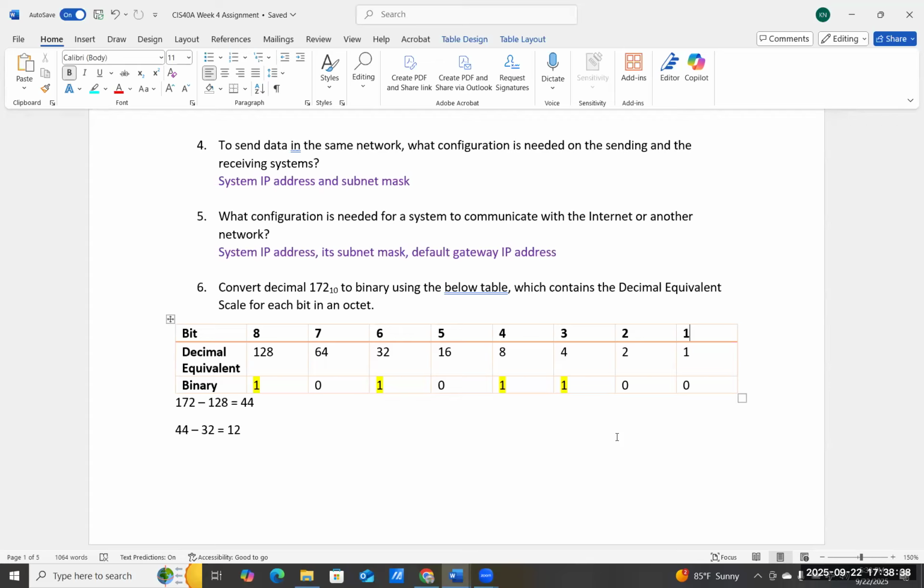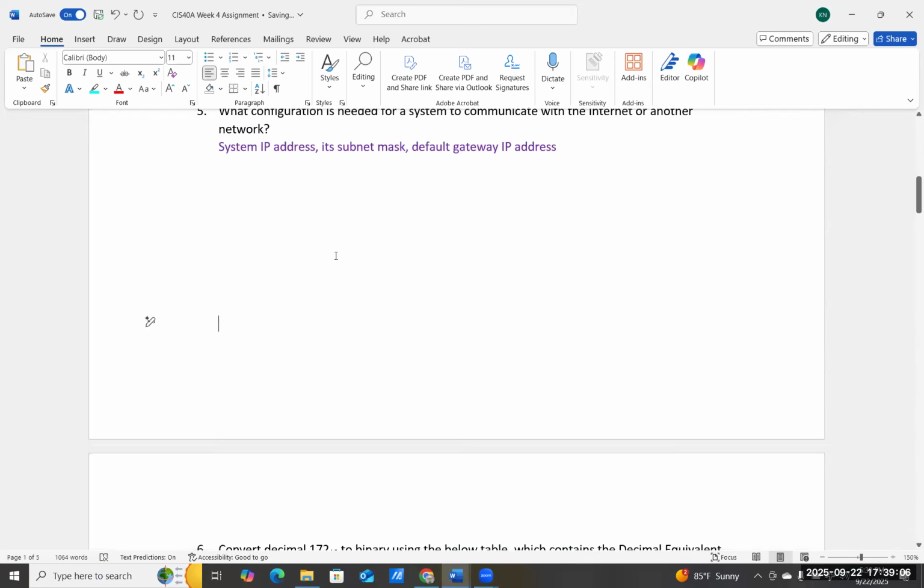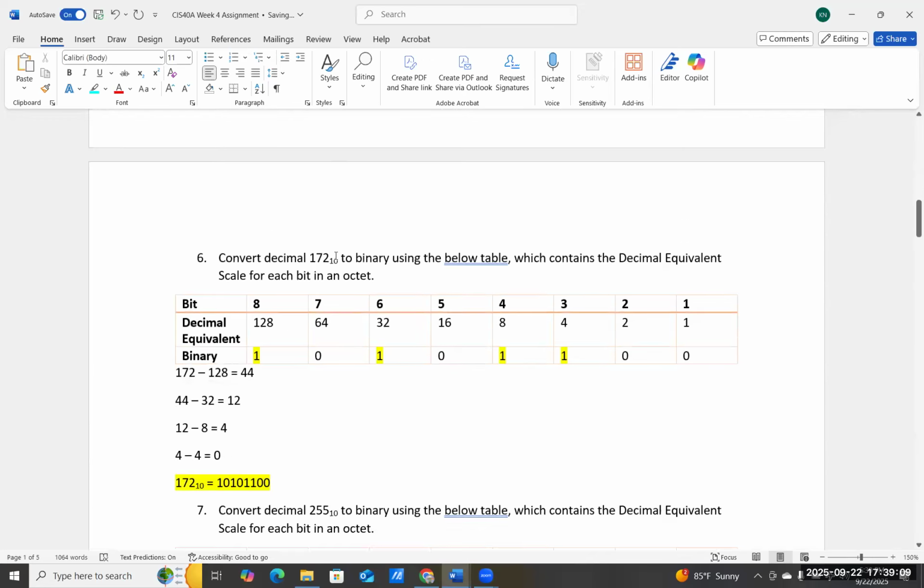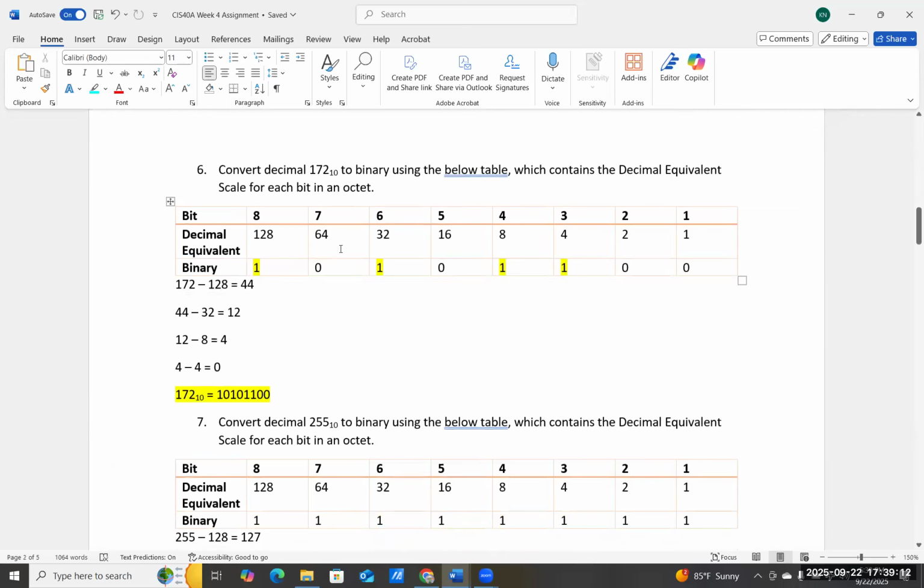So 44 is smaller than 64. I cannot subtract, so I put a 0 for the next bit, the 7th bit. And I take 44 and go down the line. Can I subtract 32? Yes. So 44 minus 32, I have a remainder of 12. As I subtract it, I put a 1. That bit is on. And you continue to do so until you get to 0.